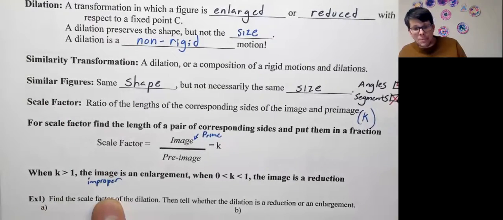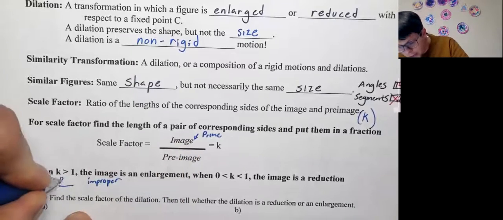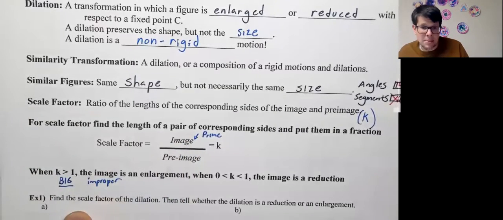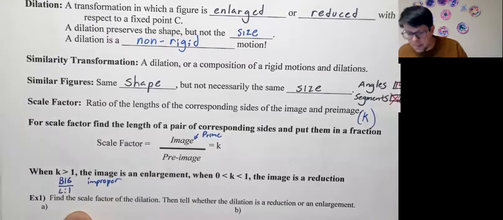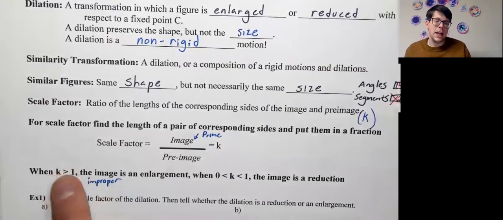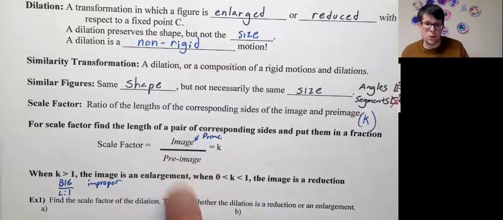And so that means that when you're looking at this fraction that we were talking about earlier, there is going to be a big number on top, and then a small number on bottom. That is how you're going to get a K factor that is greater than 1. This is when you're going to be enlarging your shape. So the image is going to be big and the pre-image is going to be small.